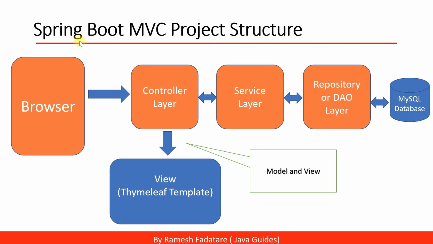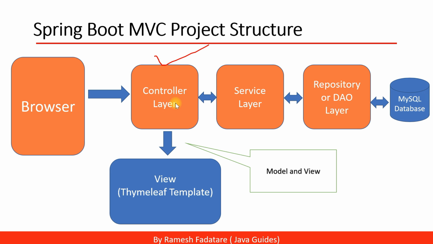Now let's take a look into Spring Boot MVC project architecture. This is the standard architecture that we are going to follow to develop our Spring Boot application, and this is the 3-tier or 3-layer architecture. It has a controller layer, a service layer, and a repository or DAO layer. This is a widely used architecture in project development.